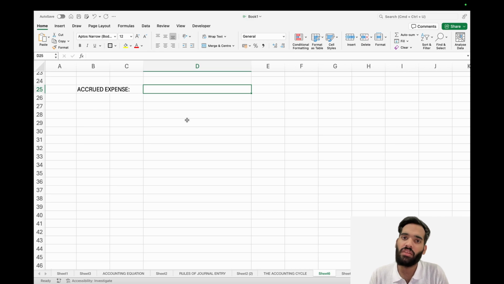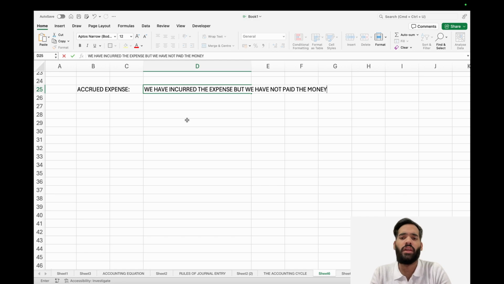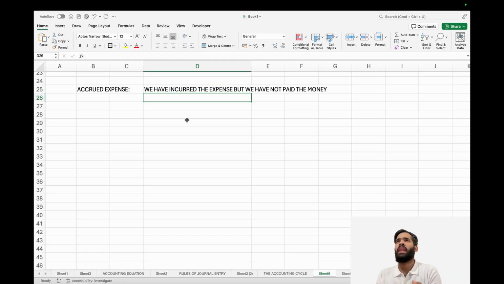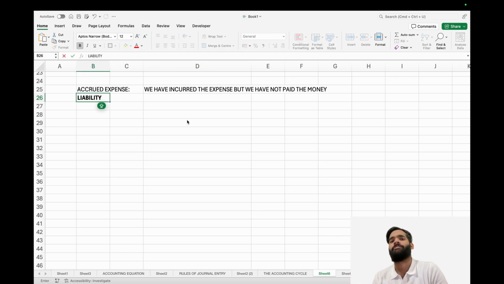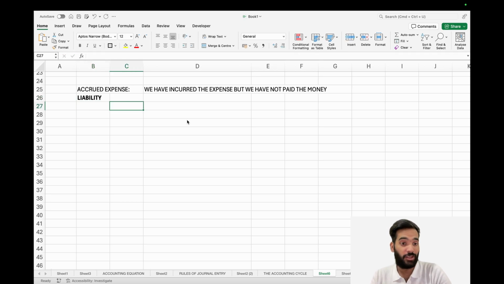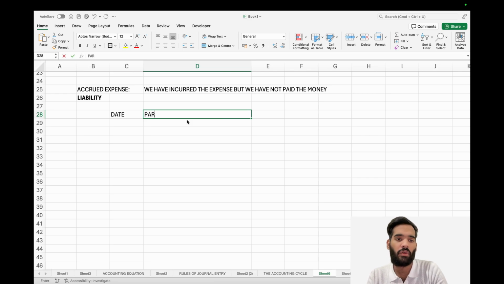So accrued expense is the exact opposite of a prepaid expense. In prepaid expense, we have paid money, but we haven't used the expense. Here, we have incurred the expense, meaning used the expense, but we have not paid the money. So let's think about it. If I've used the expense and I haven't paid the money, that means I owe the money. And when you owe money, it's always a liability account. So just remember, accrued expense is a liability account since we still have to pay the money for the expense we already incurred.